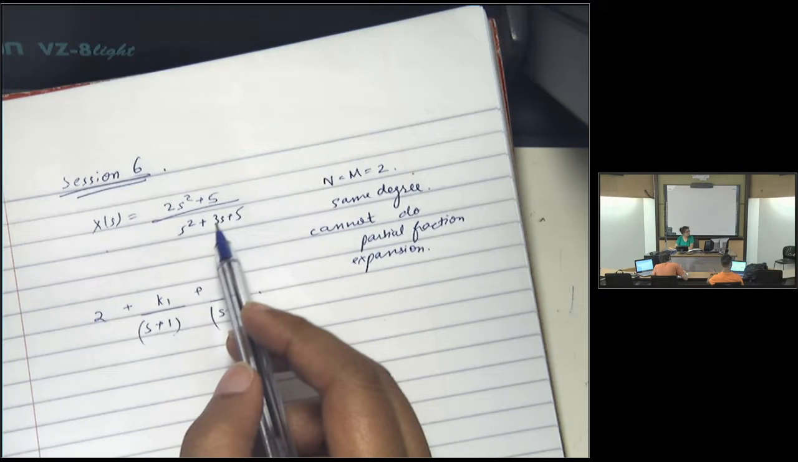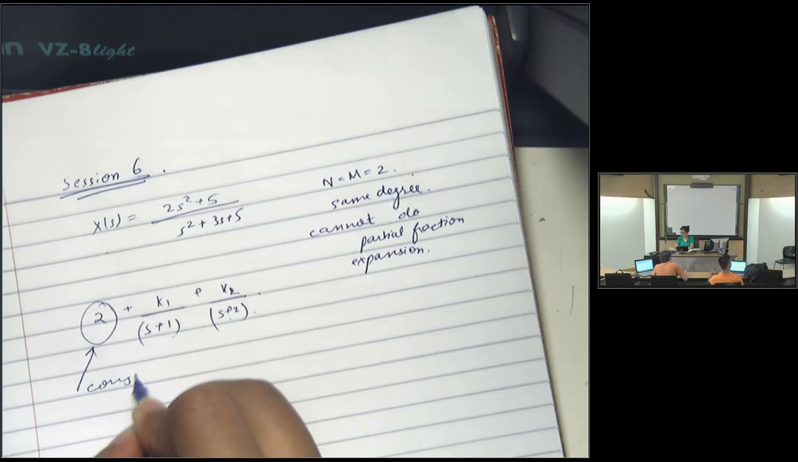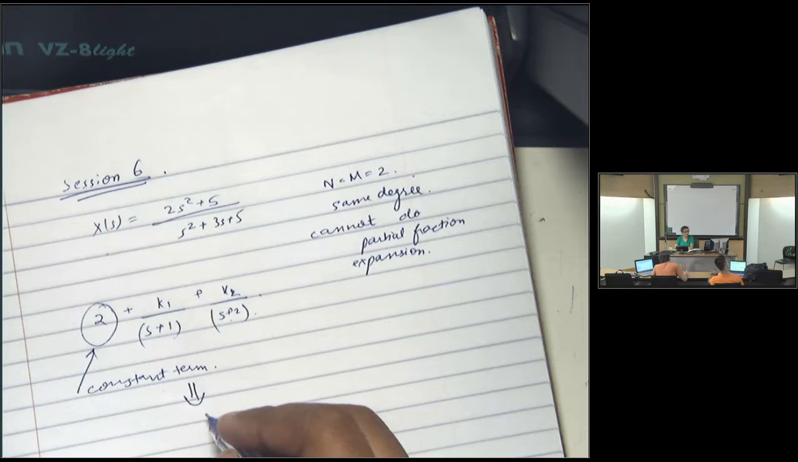Whenever the numerator and denominator have the same degree, you always have a constant term. And this constant term always translates to what? What is the inverse Laplace transform of a constant? Anyone remembers? Direct delta. Correct. So you'll have 2 delta t.